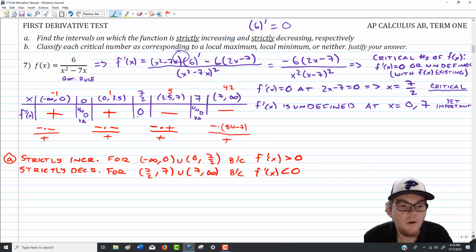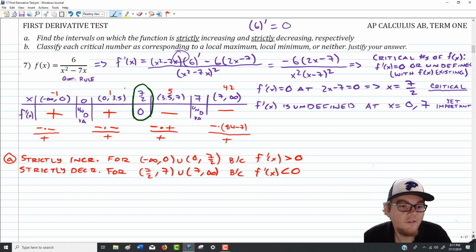about classifying each critical number. But remember, the only critical number we have in here is actually at 7/2. The other ones are just important numbers. They're vertical asymptotes and discontinuities, places where the derivative won't exist, that will break up and potentially change the sign of our expression for the derivative. So for our purposes, though, we're looking for places where the point exists and our derivative changes signs.